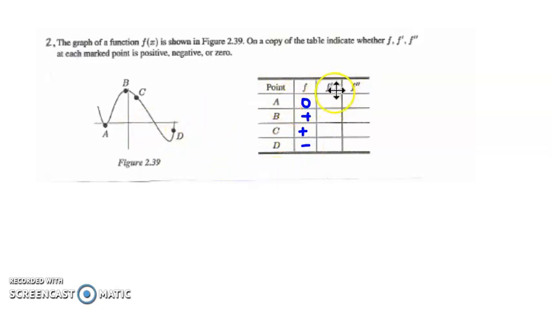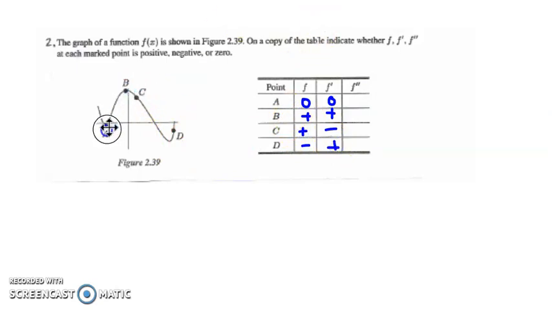F prime deals with the slope of the function. Notice that at a, the slope of the function is 0. At b, arguably that is a positive slope. You might argue that it's a 0 slope, but I'm going to go with positive. At C, we have a negative slope, and at D, we clearly have a positive slope.